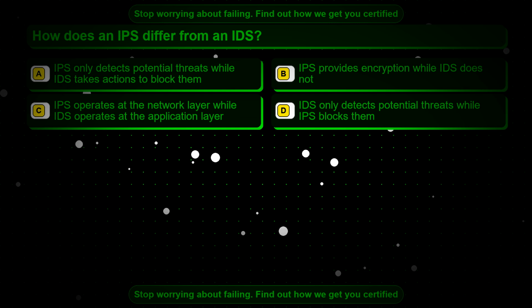Question 15. How does an IPS differ from an IDS? Option A, IPS only detects potential threats while IDS takes actions to block them. Option B, IPS provides encryption while IDS does not. Option C, IPS operates at the network layer while IDS operates at the application layer. Option D, IDS only detects potential threats while IPS blocks them.